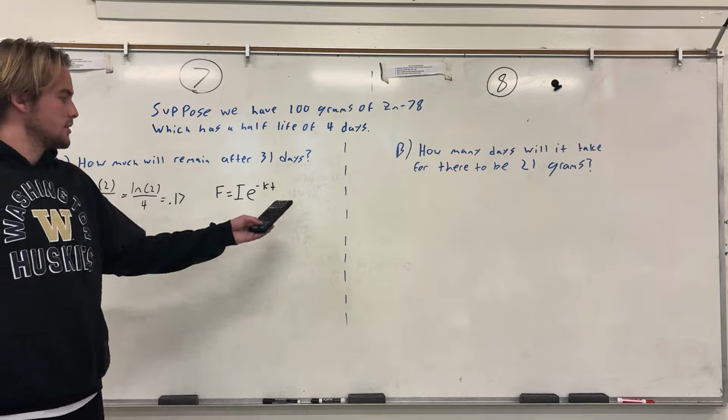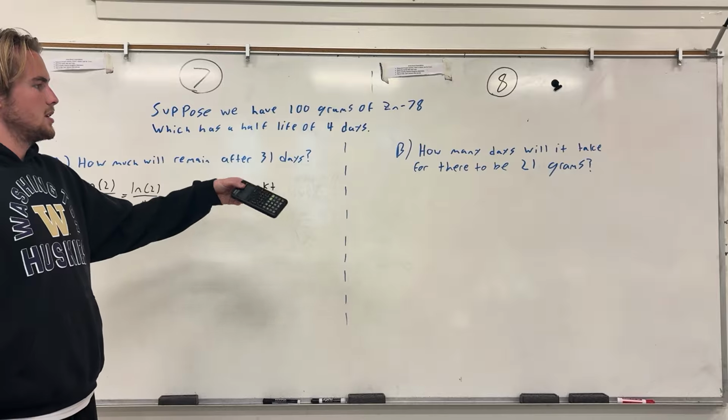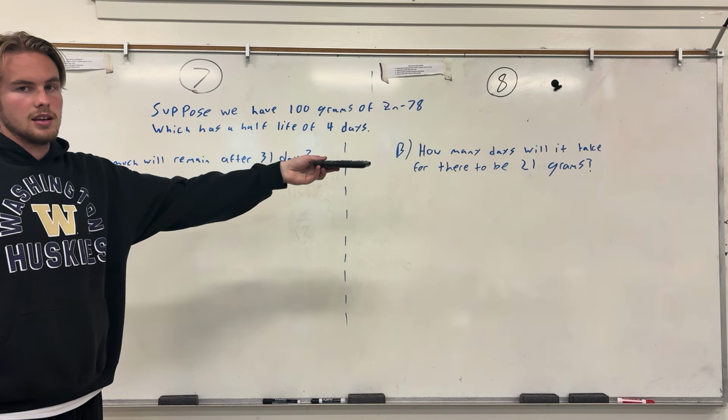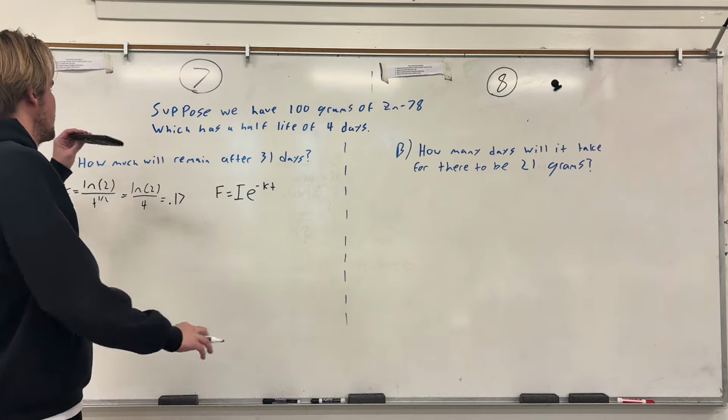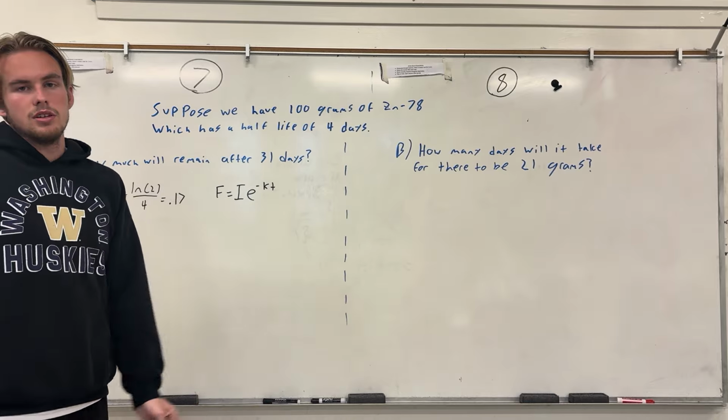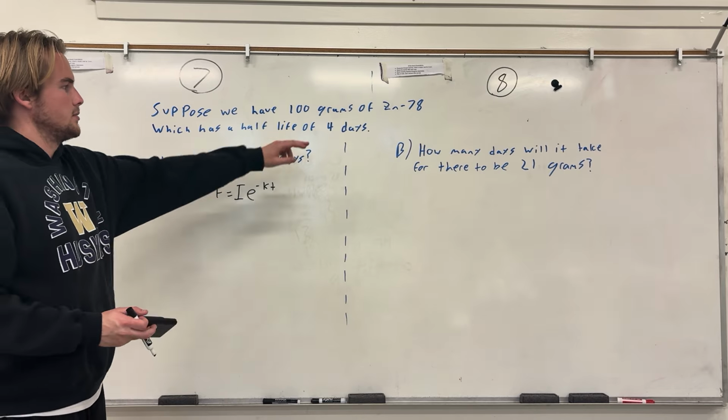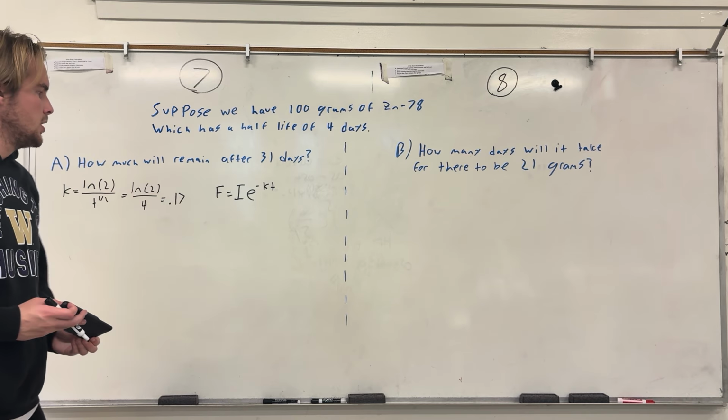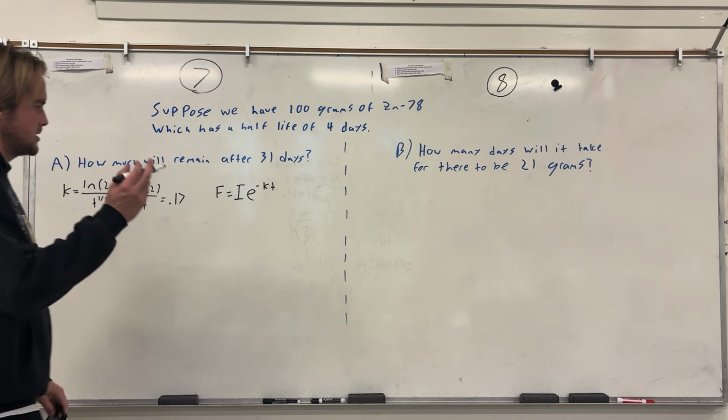T is not talking about the half-life, by the way. It's being used for questions like this, like how many days will it take? How much will remain after 31 days? That's what T is talking about. We're not plugging in 4 for T. Okay, so let me just kind of annotate this.